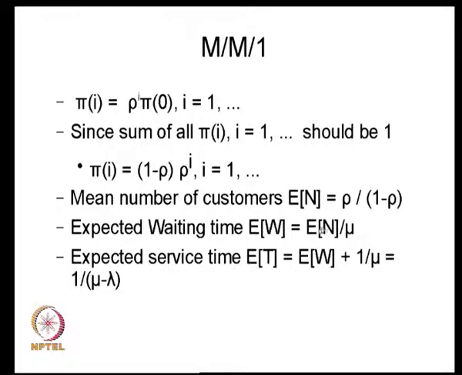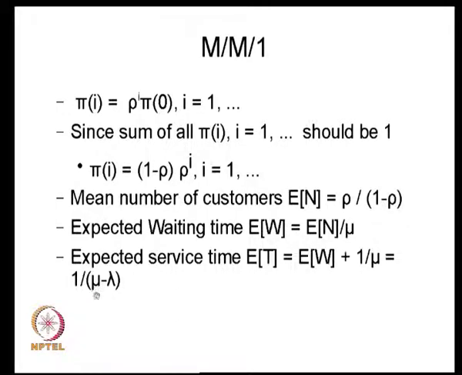Okay. And so the expected waiting time is basically this is the number of customers and this is the rate at which you are processing them, the service rate. So basically E of n by mu. If you talk about service time, it will be not only the waiting time but also your own service time, that is E of w plus 1 by mu. This is the waiting time because other people are already in front of you, and this is your own service time. So 1 by mu minus lambda.